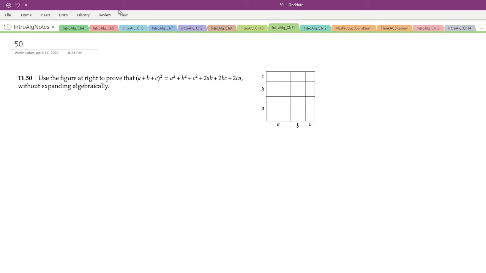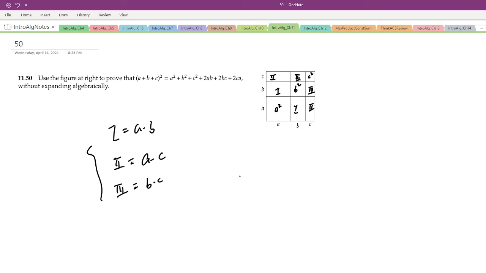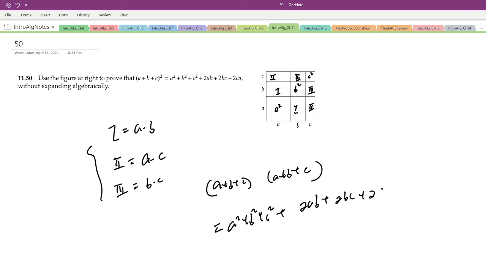So this one, okay, it's very simple. You can see this is a squared, b squared, c squared, right? And then you have the 1, 1: 1 equals a times b. You have the 2, 2: 2 equals a times c. Then you have the 3 and the 3: 3 equals b times c. So that's why you can see (a + b + c)^2 is a squared plus b squared plus c squared plus 2ab plus 2bc plus 2ca.